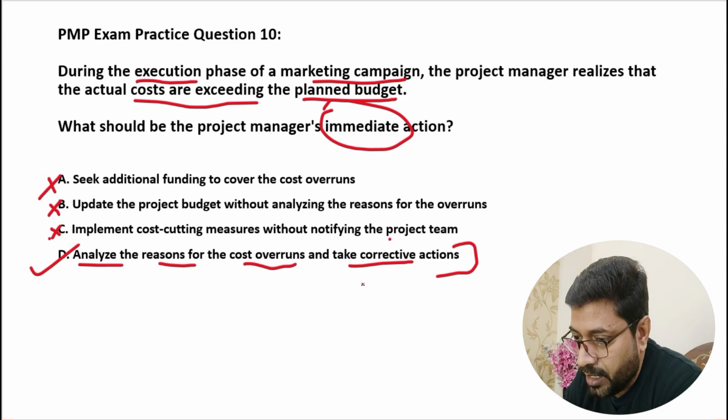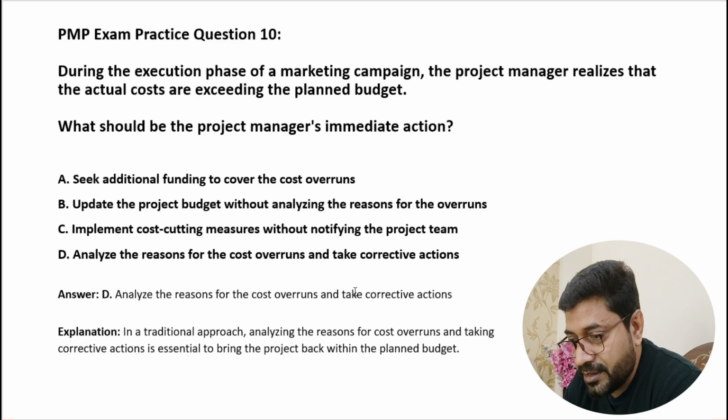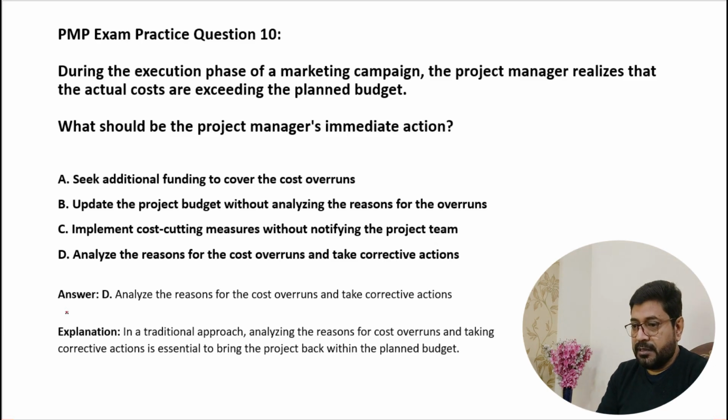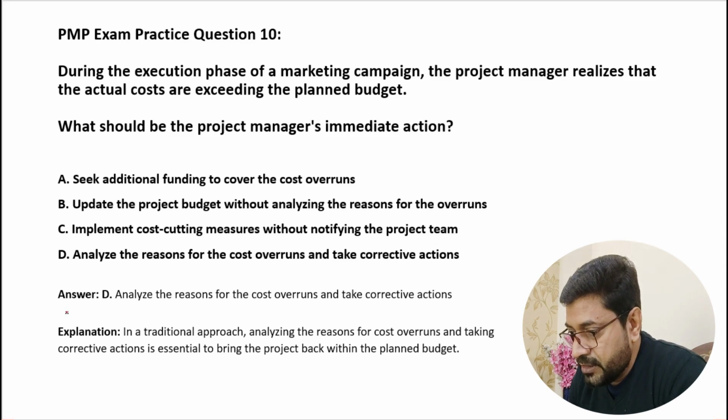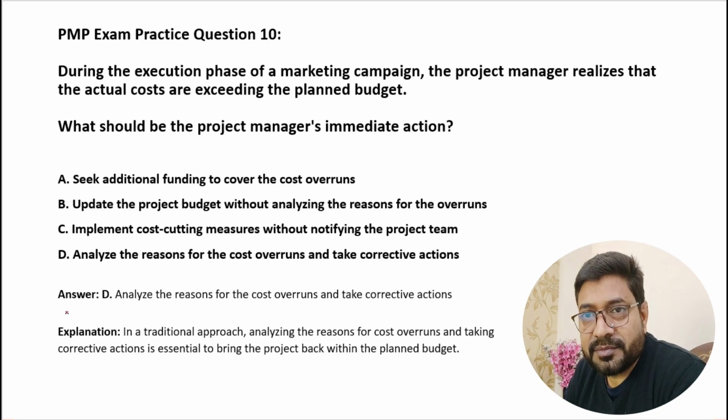Let's look at the answer. Okay, great. So D is the right answer. The explanation says in a traditional approach, analyzing the reasons for cost overruns and taking corrective action is essential to bring the project back within the planned budget.